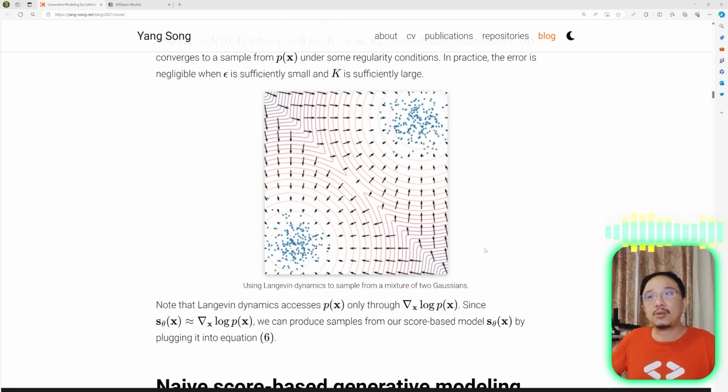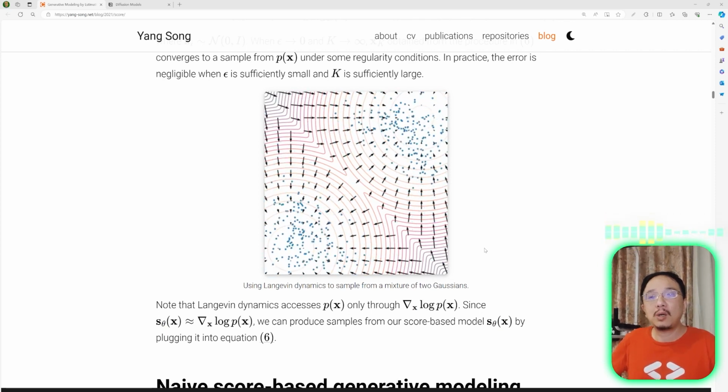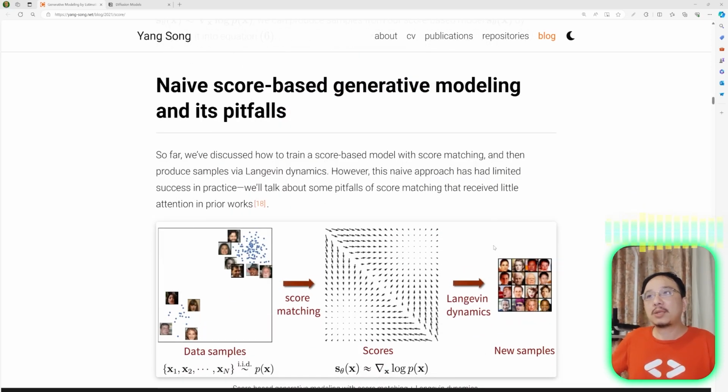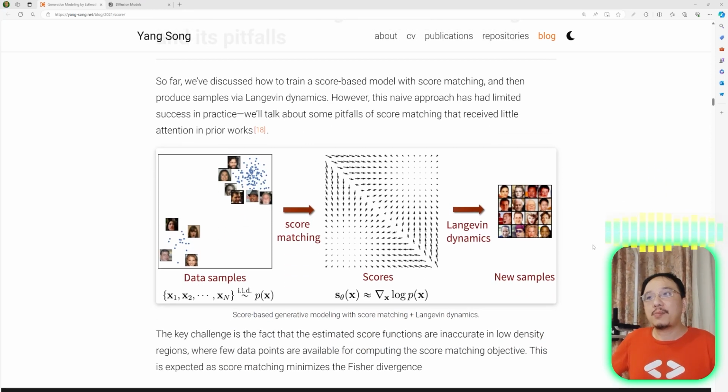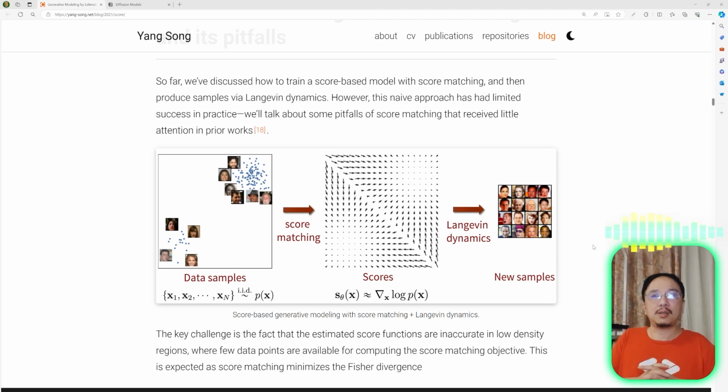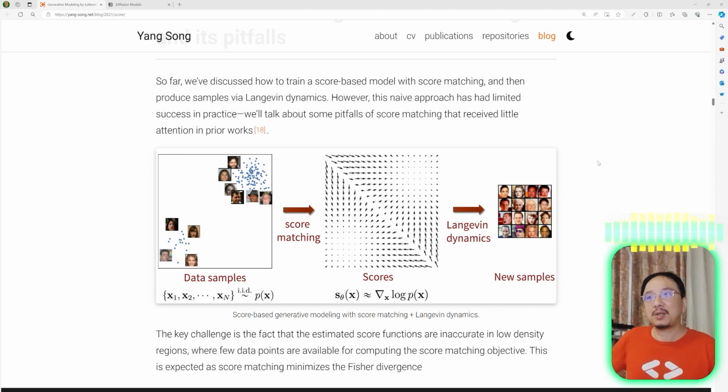However, the story is not finished. Although we already solved the two obvious problems, if you really do the implementation, you will still see that the result is not satisfying. The above method, the naive score-based generative modeling, has some pitfalls that will prevent the result from being very good. One reason is that our samples tend to be sparse, accumulated in some points and very sparse in other places, like in the graph shown right here.